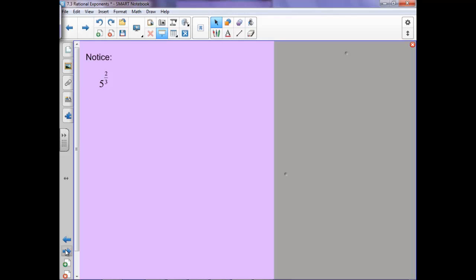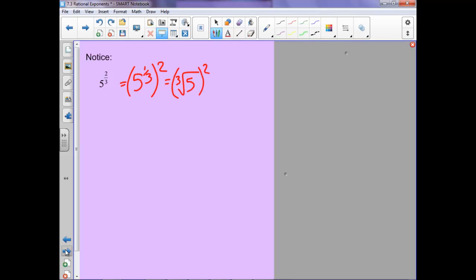Now another thing. Notice if we have 5 to the 2/3, we can rewrite this as 5 to the 1/3 squared, which is the same thing as the cubed root of 5 squared. But we can also write it as 5 squared to the 1/3, because a third times 2 is the same thing as 2 times a third, which is the same thing as the cubed root of 5 squared. Notice these two are the same. It doesn't matter how we write it.